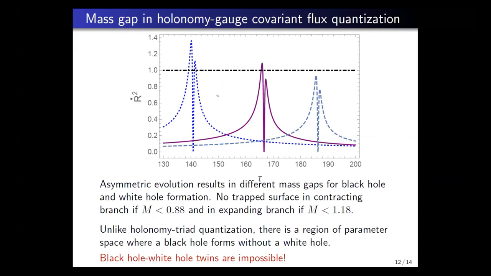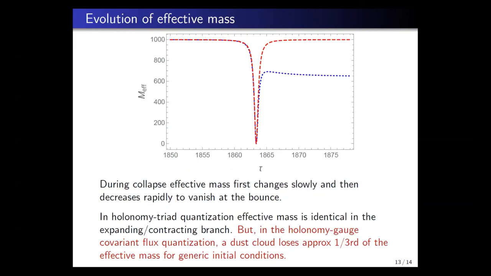Now the situation changes in the holonomy gauge covariant flux modification. There, what we find is that no trapped surface forms in the contracting branch if the mass is less than 0.88, and in the expanding branch if the mass is less than 1.18. So there is an asymmetry in the mass gaps for the black hole formation and the white hole formation. And here are these three examples. We can see that in this purple graph, the black hole would form, but the white hole would not form. Also, even when the black hole and white hole form together in this blue curve, the black hole mass is going to be very different from the white hole mass, and their lifetimes are also different. And one can show generically, semi-analytically, that the black hole-white hole twin is impossible in the holonomy gauge covariant flux quantization.